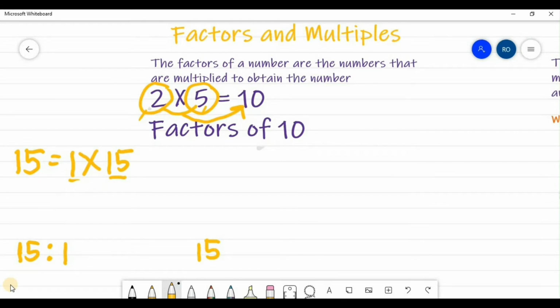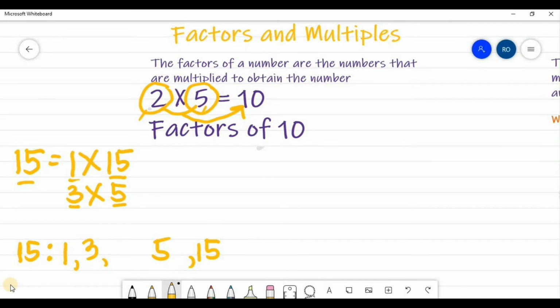What about 3? Is there any number that when we multiply by 3, the product is 15? Yes, the answer is 5. So we have 3 times 5 is 15. So meaning we can say that 3 and 5 are factors of 15.